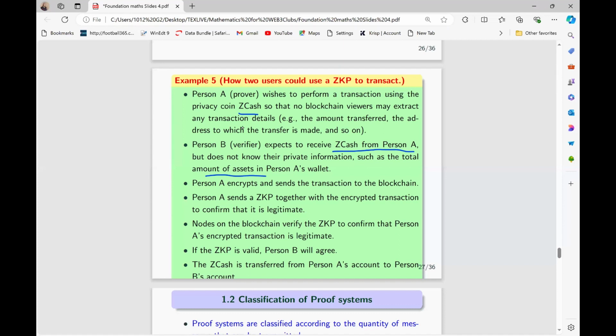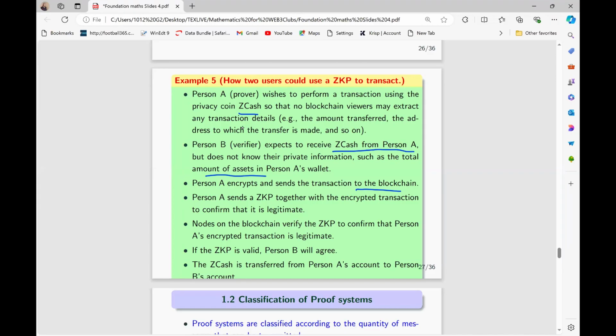So now person A proceeds, does encryption, encrypts the transaction. So that you see, encrypting it is, he wants to ensure that people on the blockchain, if they were to see the message, they'll not know what it means. So he encrypts this message, the transaction that he wants to make, and then puts it on blockchain. And then the other thing that person A will do, you remember this is the prover, is the one who wants to send Zcash to person B.